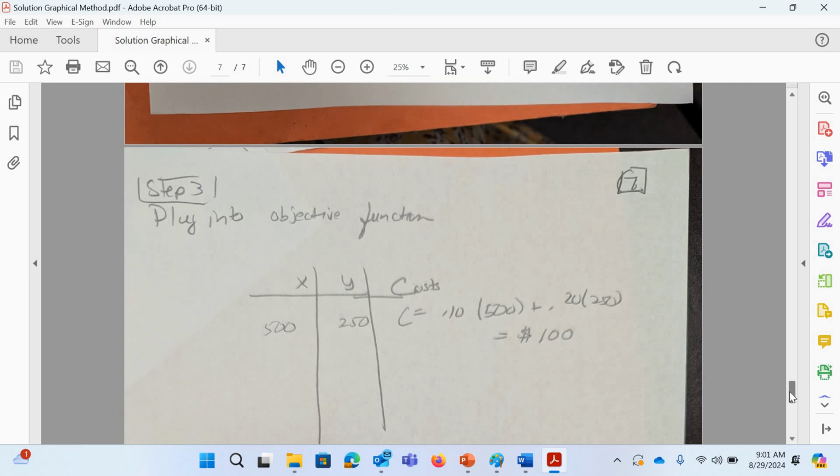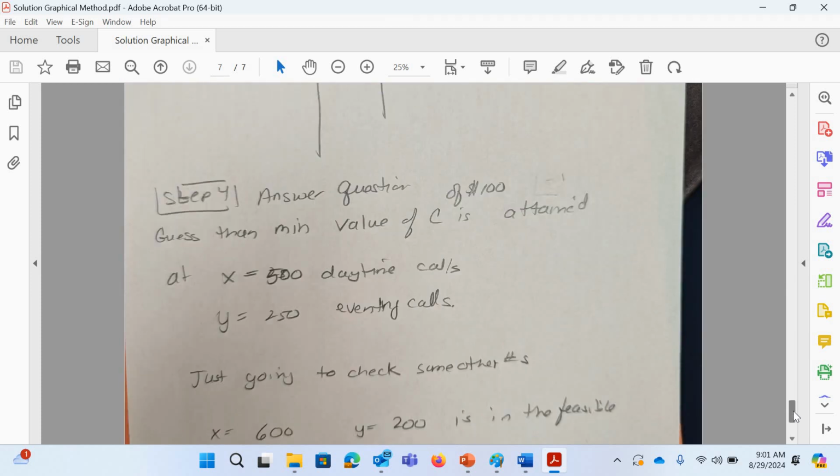So that was a question Helen, you asked me. I had one corner point, I take the X, the Y, and plug it into the objective function, and I got 100, right? If I had more corner points, I would have to do all of them. And if I'm looking for a minimum, the lowest value is going to be that corner point. That is going to be the answer. And I answered, you still have to answer the question. Again, think rubric. That's not enough. Don't lose your points after getting to this point here. Answer the question. They asked, what combination of calls do you have to make? Well, you have to make 500 daytime calls and 250 evening calls.